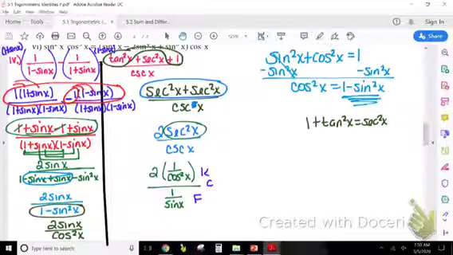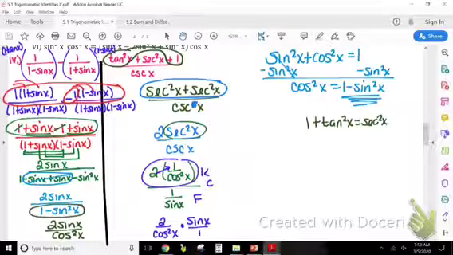So when I multiply these two, this is the same thing as if I put the 2 up there, 2 times 1. So this is 2 over cosine squared. Change it to multiply, flip it. So this is sine over 1. And so when I do that, we get 2 sine of x over cosine squared of x.